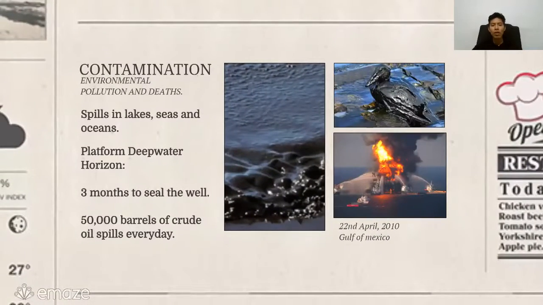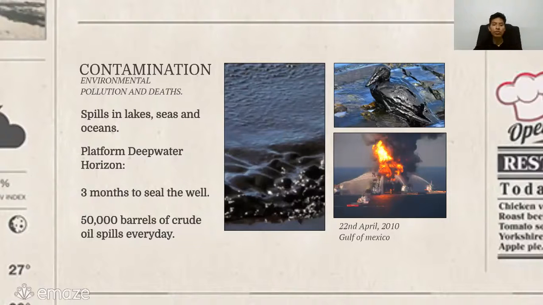Contamination. One of the most dangerous situations of environmental pollution is petroleum spills in lakes, seas, and oceans. The contamination could be accidental, but only 8% is by natural sources. The most popular and worst accident is the explosion of the platform Deepwater Horizon, on the 22nd of April in 2010. Also, it doesn't belong to a Mexican company. It happened in the Gulf of Mexico.